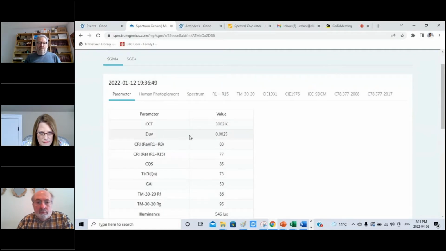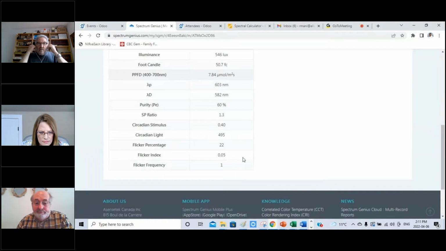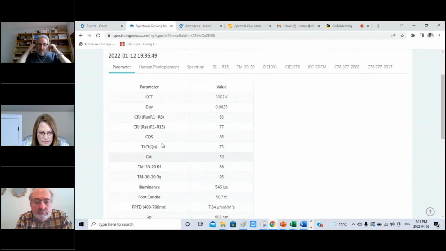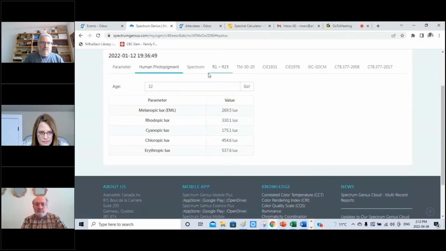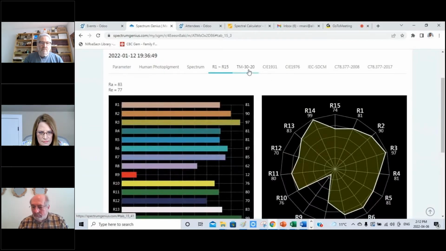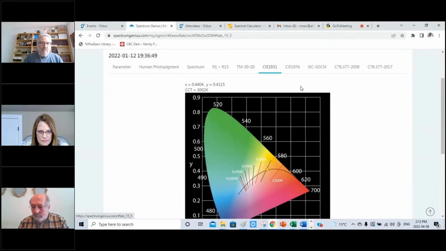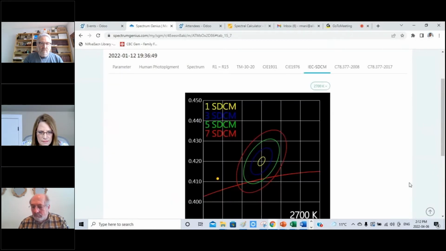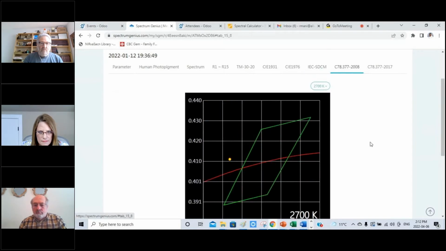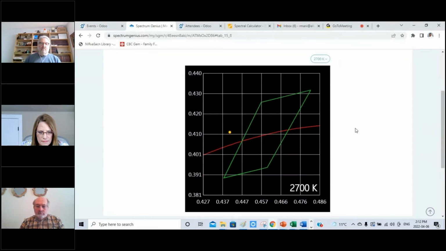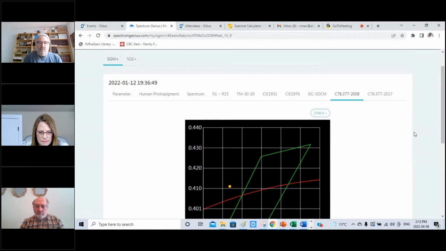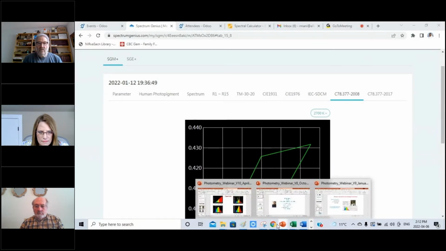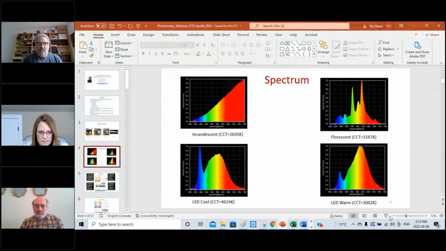You can see color temperature, DUV, CRI, flicker, everything. I'm going to explain all of these. What do they all mean? And then you also have human photopigment, the spectrum, R1 to R15, TM30, CIE 1931, IEC SDCM, and also an ANSI plot of the SDCM. Some of you may wonder what these parameters are, and some may not know all of them. So my goal in this webinar is to explain all the parameters to you.